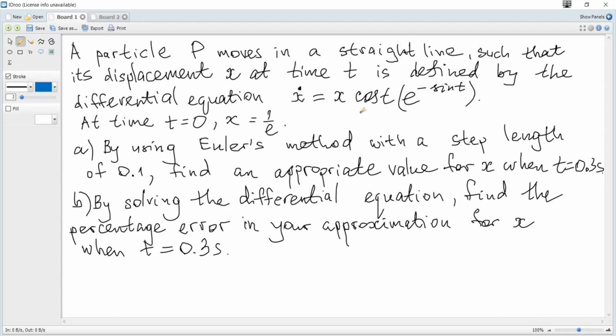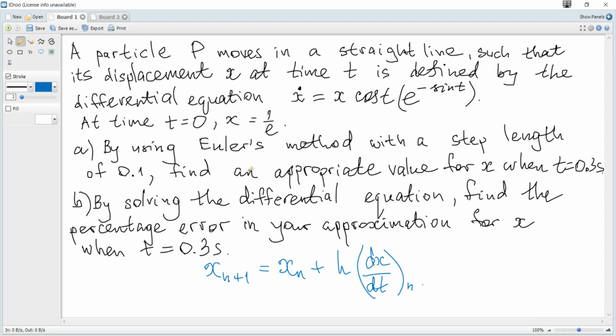and don't get confused. Here it's cosine of t and then multiplied by e to some power, not cosine of such an argument. And according to Euler's method, the formula is given in the data booklet. The next value of the function, here x depends on t, so x n plus 1 is equal to the current value plus the step, here it's 0.1, multiplied by the derivative at the current point.